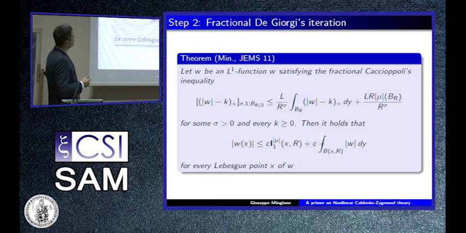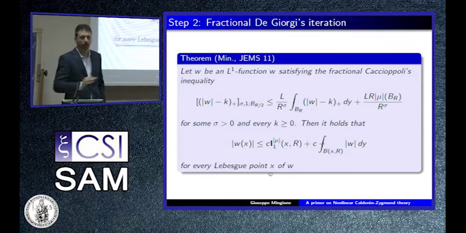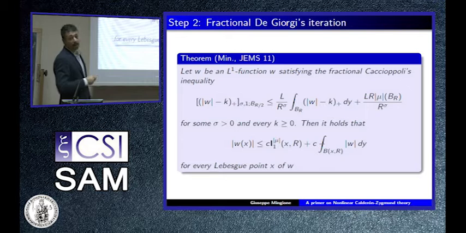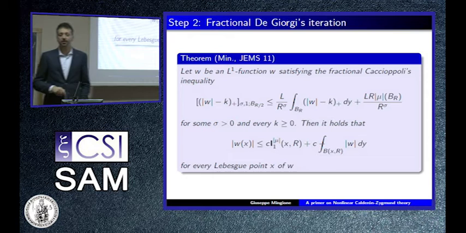Then the second theorem is the following one. Take any function which satisfies this Caccioppoli-type inequality at a pointwise level. Any function. You don't need that this function is solving anything anywhere. This function just comes along with the property of satisfying this inequality at one point, and for every radius r. If this holds, then at that point you can bound this with the Riesz potential.